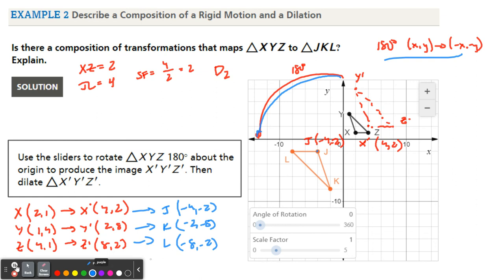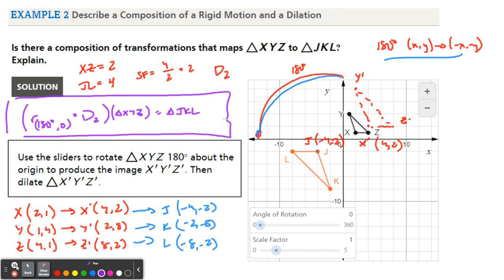So your final answer here for this composition would be, okay, we did a rotation, rotations are lowercase, of 180 degrees about the origin, composed with a dilation, scale factor of 2, of triangle XYZ, and it became triangle JKL. And there's your similarity transformation, right? Because it involves a dilation.